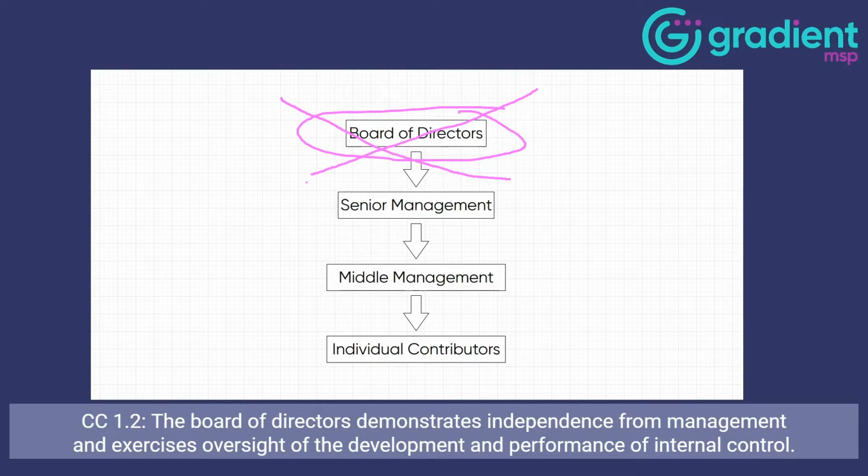the control environment. And so one of the points of focus in this talks about independence from management, and that's because it's difficult for management to evaluate their own performance in terms of properly implementing all of the controls and properly securing the environment. So if you can demonstrate that this committee is not just rubber stamping everything, then that's a great way to satisfy this if you are an organization that doesn't have a formal board of directors.